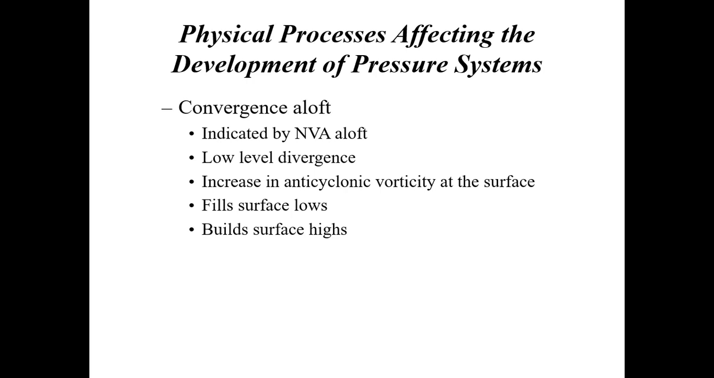So convergence aloft leads to low-level divergence at the surface, sinking air motion. This is going to increase the anticyclonic vorticity at the surface, and for low-pressure systems, that's definitely not favorable to develop. Convergence aloft, because you're adding more mass aloft, is going to basically fill the whole air column with mass, and that's going to fill your surface lows. Convergence aloft, however, is going to build your surface highs. So surface highs like that addition of mass aloft, it basically results in increased downward vertical motion.